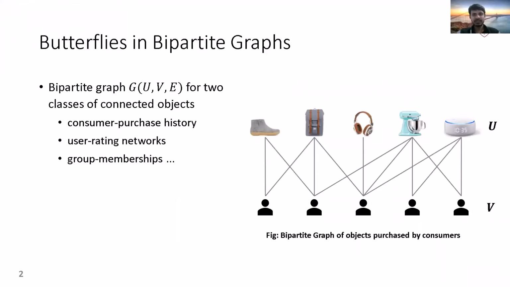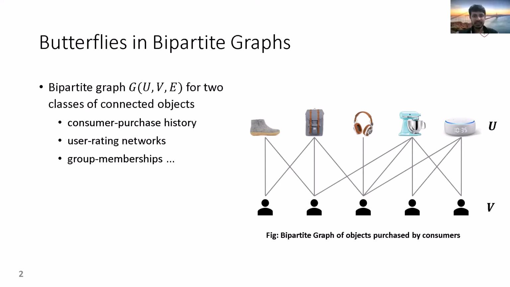Now, bipartite graphs are a natural representation for systems that have relationships between two different types of objects. So for example, in this figure on the right, one of the classes is users and the other class is products, and the edges in the graph depict which products were purchased by which users. Now, bipartite graphs arise in several other domains as well, like user rating networks like IMDb or group memberships on forums like Reddit or social networks, etc.